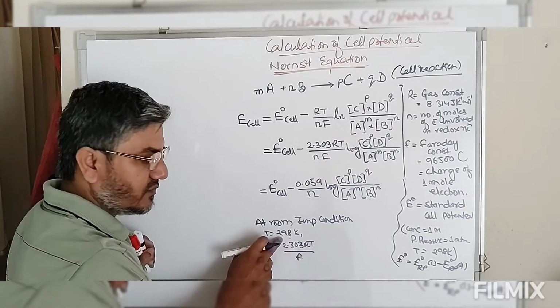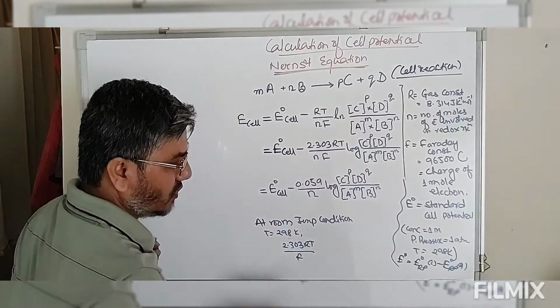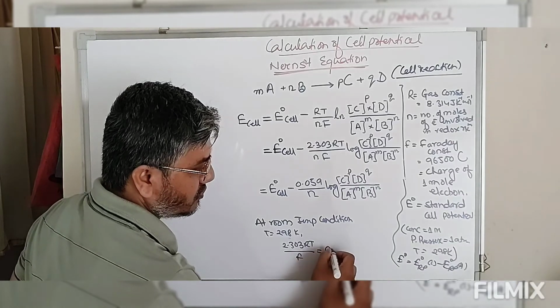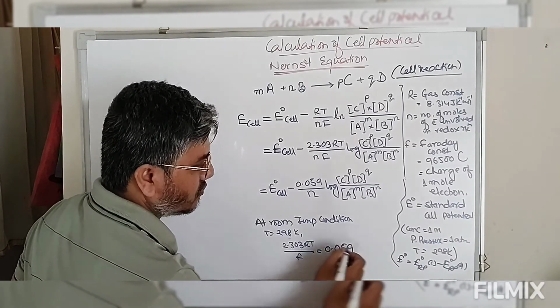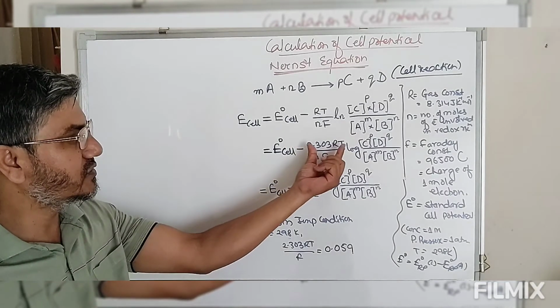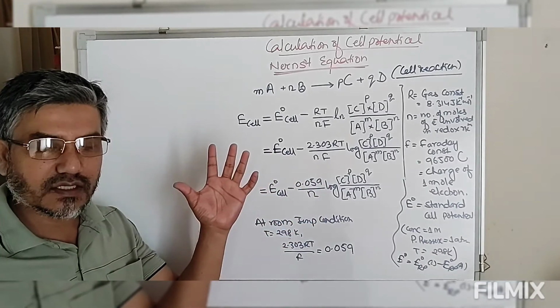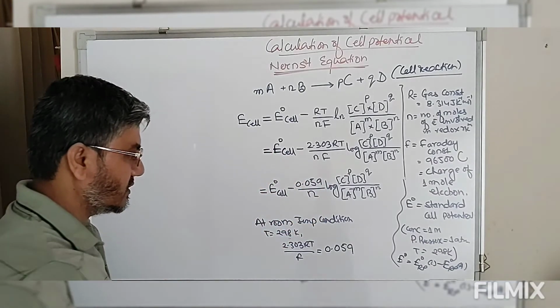T is 298 Kelvin. F is a constant, the Faraday constant. So this value is equal to 0.059. If the question says 298 Kelvin, we can replace this 2.303 RT by F with the value 0.059. So this is the equation.